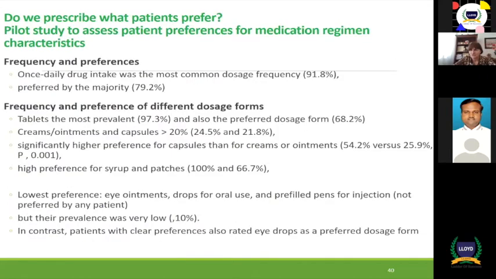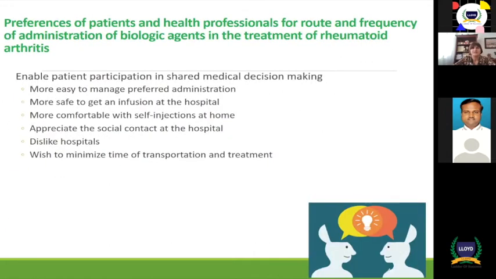Market segmentation is also important in pharma research, like in marketing when selling something, because finally we want the patient to reach this. Do we prescribe what the patient prefers or not? It's a very interesting question. As I mentioned before, tablets are the most prevalent and preferred dosage form. What are the patient preferences concerning the different dosage forms? It's important to know. Shared decision making is also a term.